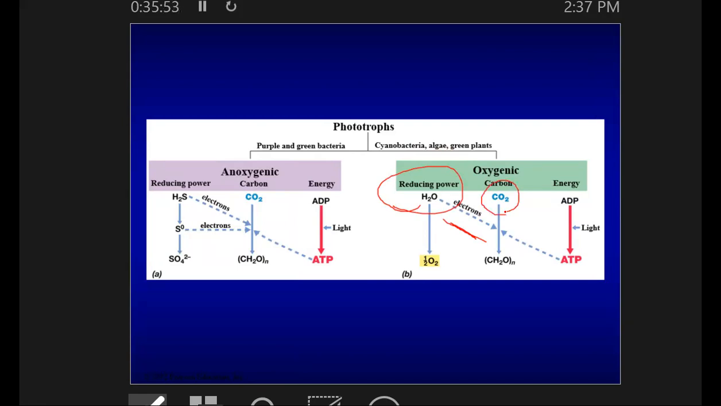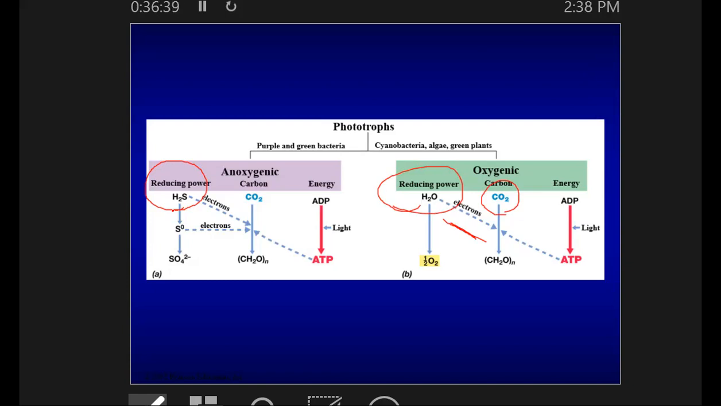Now compare that to the left side of this figure, anoxygenic. An in front of a word in science means without, so it's saying without oxygen creation, anoxygenic. So you don't see water as the reducing power. You see something else. In this case, hydrogen sulfide gas, which is a common option. There's a lot of sulfur in the environment, so hydrogen sulfide is pretty common. But again, it's the same basic idea in the sense that they're using hydrogen sulfide as their ultimate electron source. It's just that if you strip electrons off of hydrogen sulfide, you're not going to get oxygen. So it's anoxygenic. But they're still doing their version of photosynthesis.